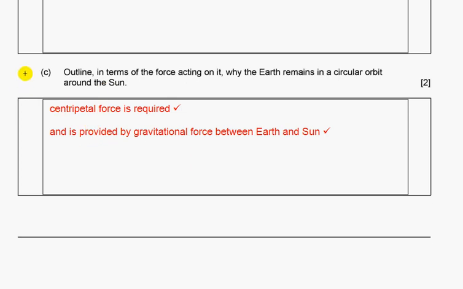Outline in terms of the force acting on it why Earth remains in a circular orbit around the Sun. Centripetal force is required for circular motion, and it is provided by the gravitational force between Earth and Sun. Paper is over. Thank you for your attention.